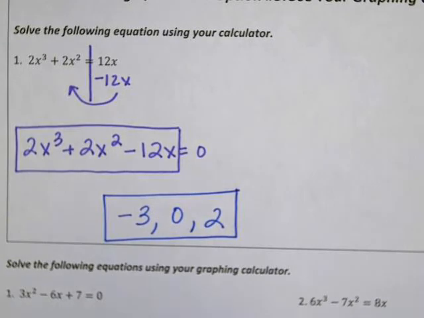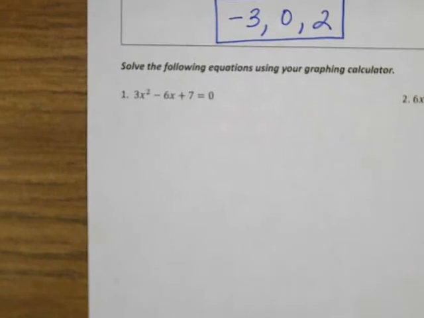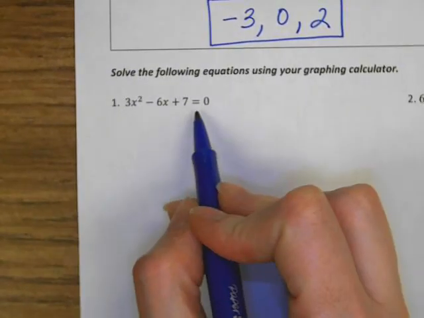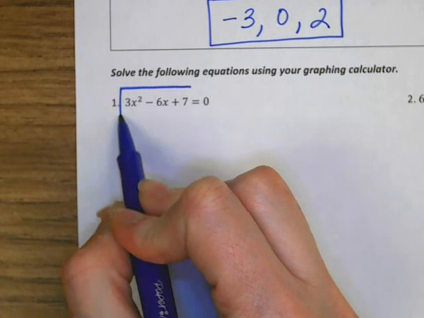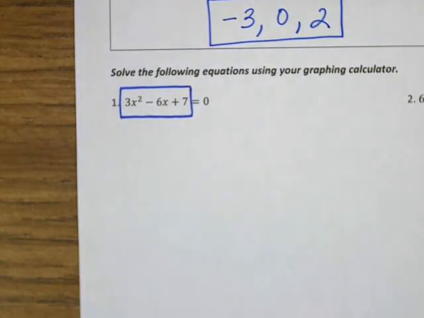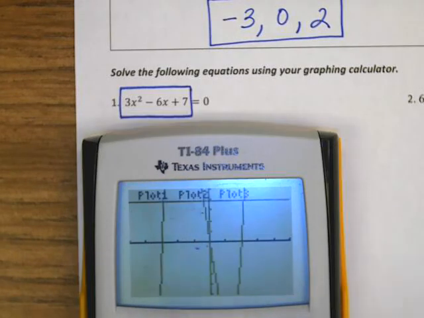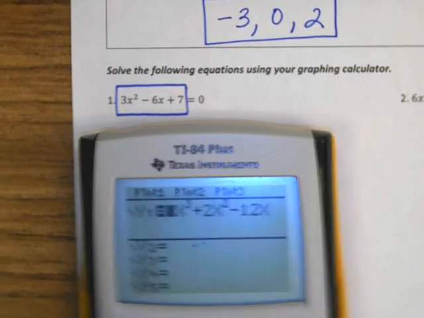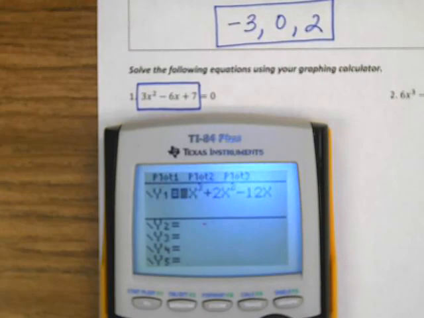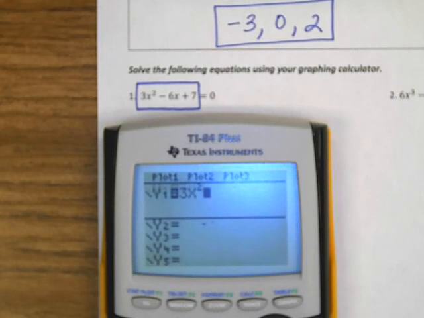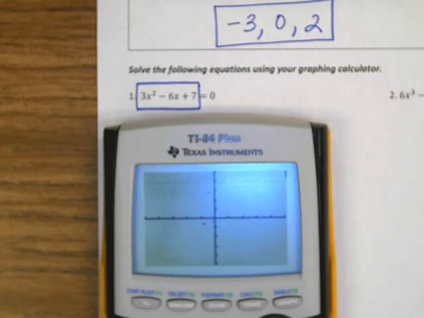Okay, 2 examples and then we are done. So number 1, it's already set equal to 0, so you're ready to just type this right in. So we'll go to y equals. Let's clear what we have and let's type this one in. 3x squared minus 6x plus 7. And when you're ready, hit graph.